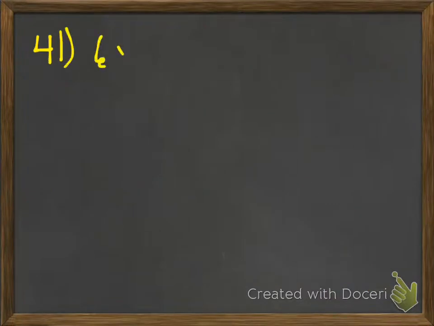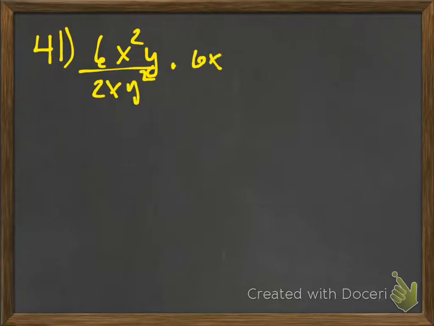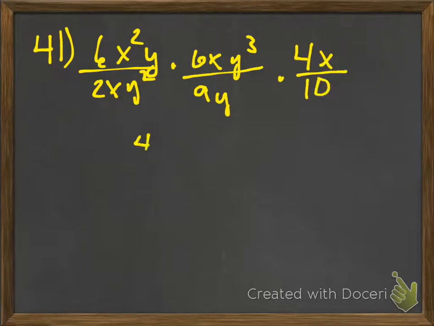Okay, 41. I would multiply straight across. So I'm writing the problem out here, multiply straight across. Just say, what's 6 times 6 times 4? That would be 144. And then 2 times 9 times 10 is 180. Okay, that's the first part.